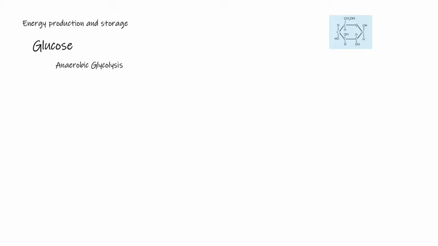One is through anaerobic glycolysis. So anaerobic glycolysis takes a molecule of glucose, converts it to pyruvate, and then eventually to lactate. Now through this process, a molecule of glucose is able to produce about 2 molecules of ATP per molecule of glucose.